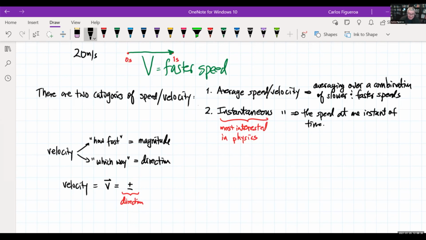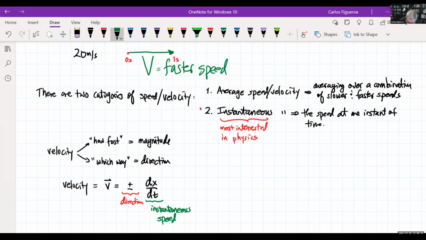Because we're interested in the instantaneous velocity, it's typically the derivative of the displacement vector. And this guy here tells us about the instantaneous speed. So how fast is really about speed at that split second. And which way is the plus or minus that tells us it goes to the right.